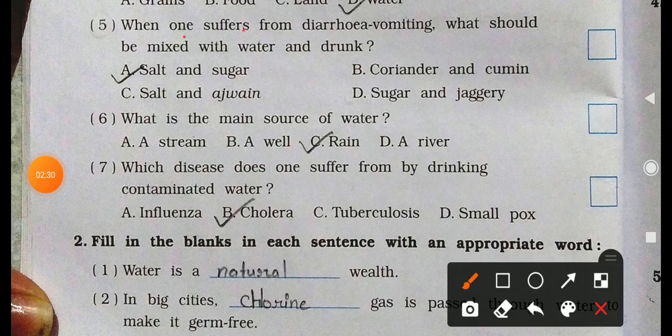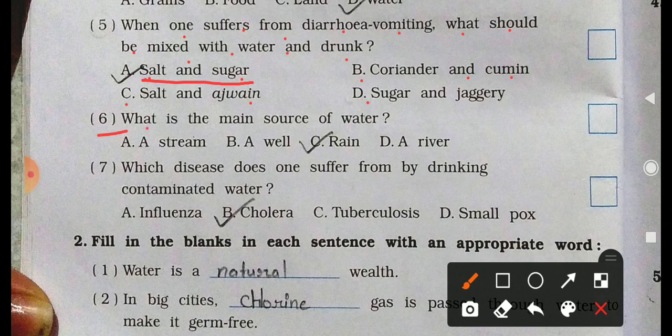When one suffers from diarrhea, vomiting, what should be mixed with water and drunk? A, salt and sugar. B, coriander and cumin. C, salt and ajwain. D, sugar and jaggery. So A is the right answer, salt and sugar.